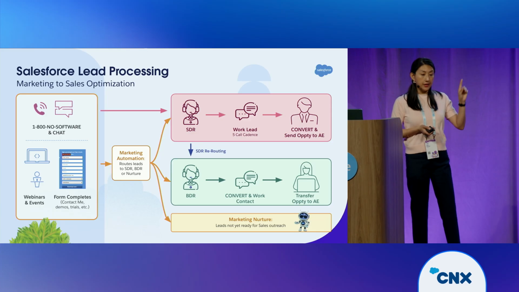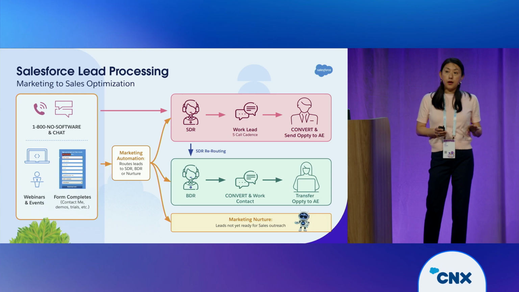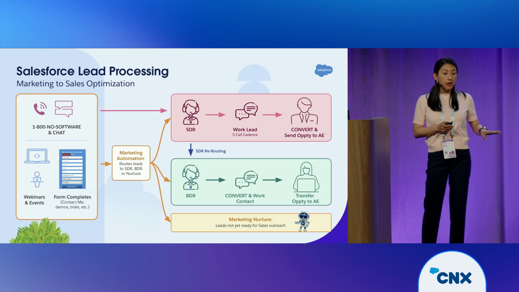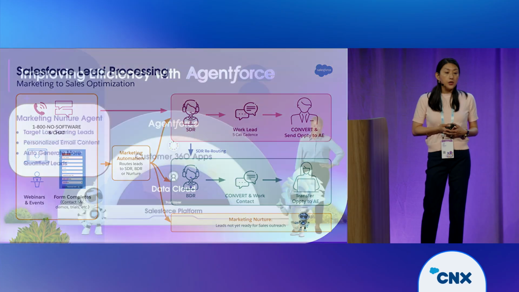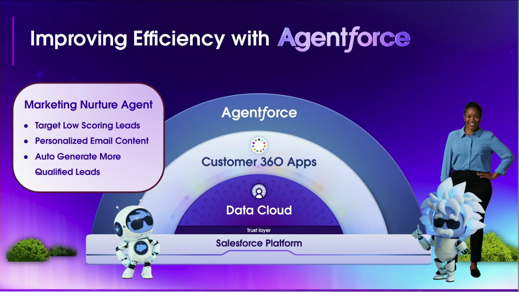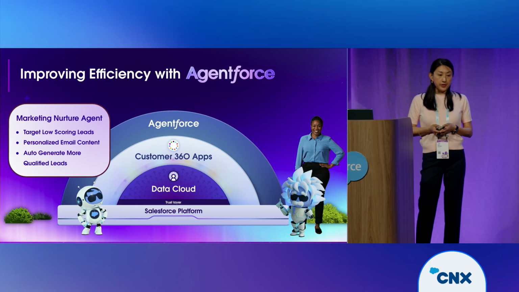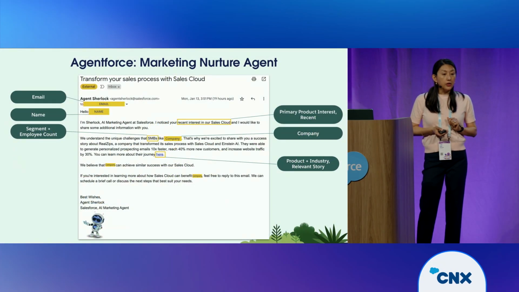So where we embedded our agentic layer is the marketing nurture. If you recall, this is where the low qualified leads go to have an email outreach for the customer. So what we did here was we built this marketing nurture agent who really focuses on the low scoring leads with personalized email outreach, ultimately trying to convert them into qualified leads so we can send them to sales representatives. So this is what the email looks like.